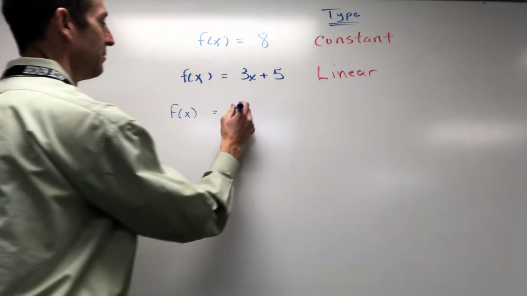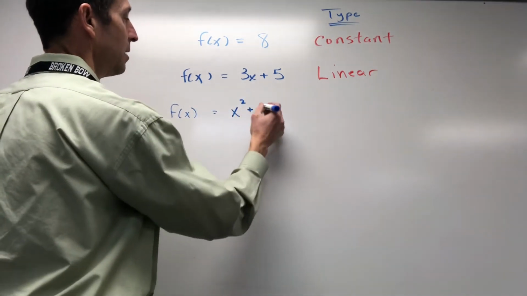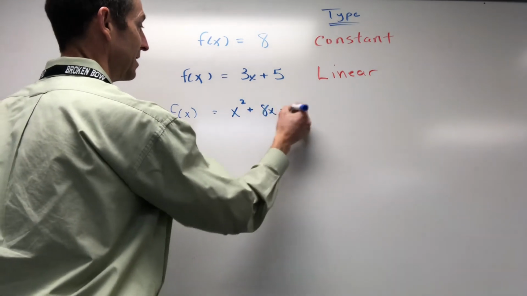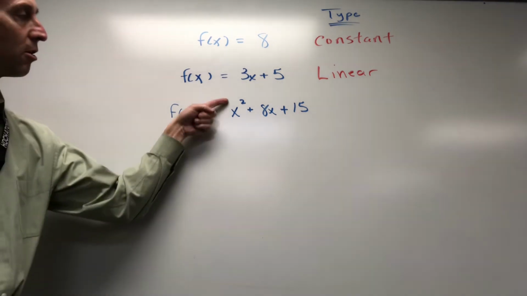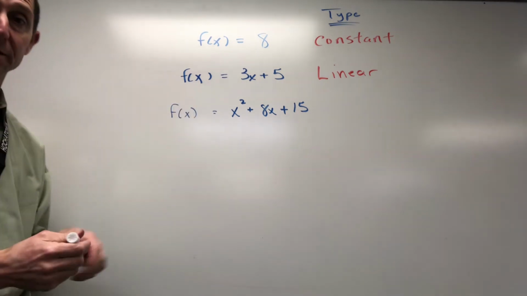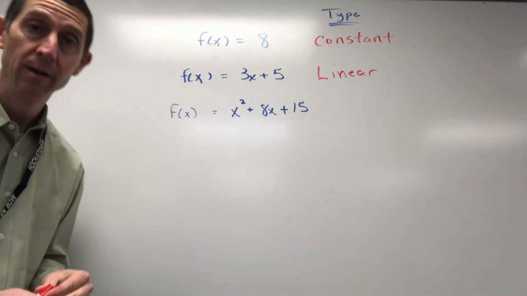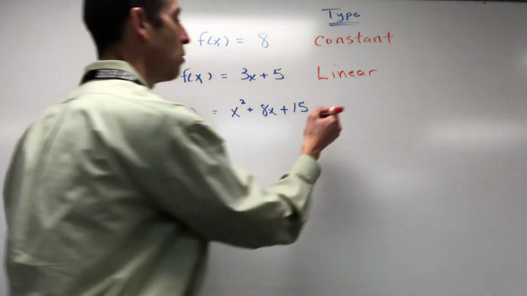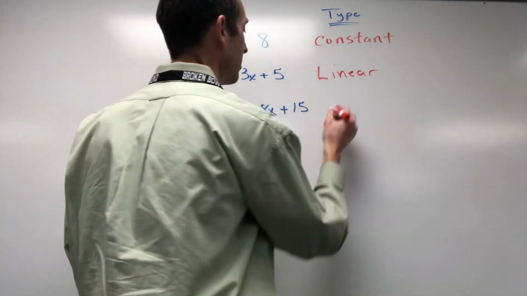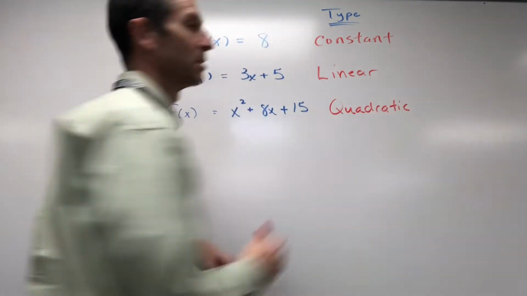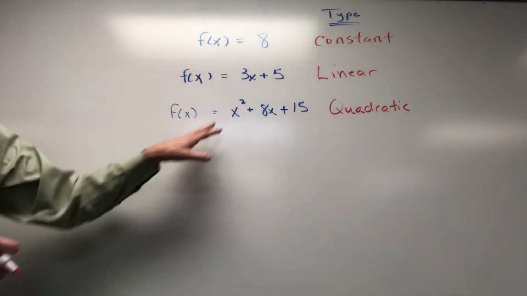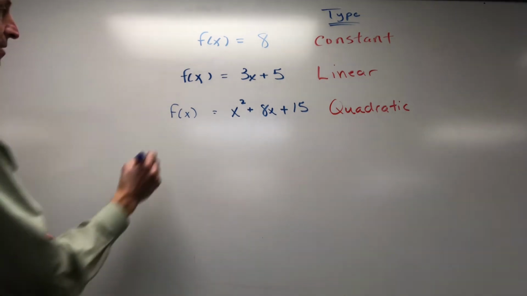Let's say we have x squared plus 8x plus 15. So when you get this, your largest power is a squared, a second power, it's degree 2. Labeling that is called a quadratic. We probably already knew that. We've done a bunch of quadratic formula and worked with these quadratic functions already.